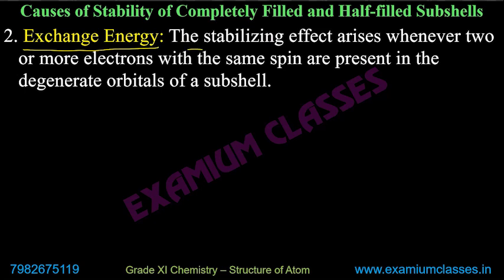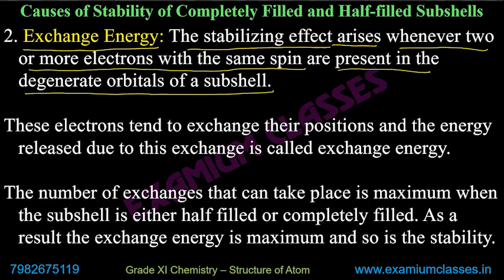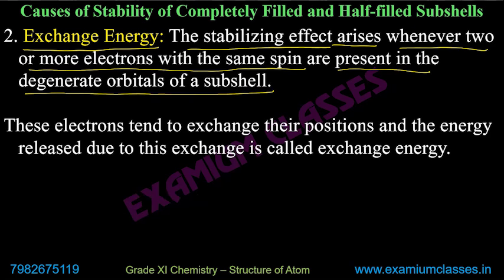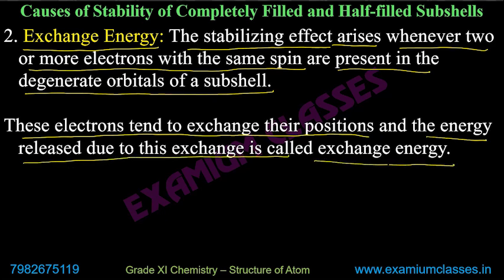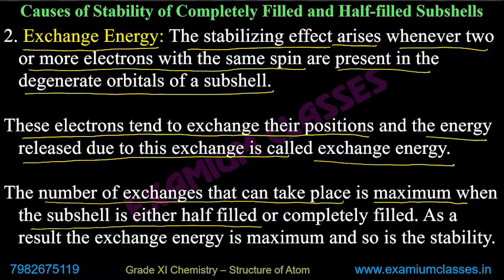Exchange energy: the stabilizing effect arises, means increases, whenever two or more electrons with the same spin are present in the degenerate orbitals of a subshell. What it says, these electrons tend to exchange their positions, and the energy released due to this exchange is called exchange energy. The number of exchanges that can take place is maximum when the subshell is either half filled or completely filled. As a result, the exchange energy is maximum and so is the stability.